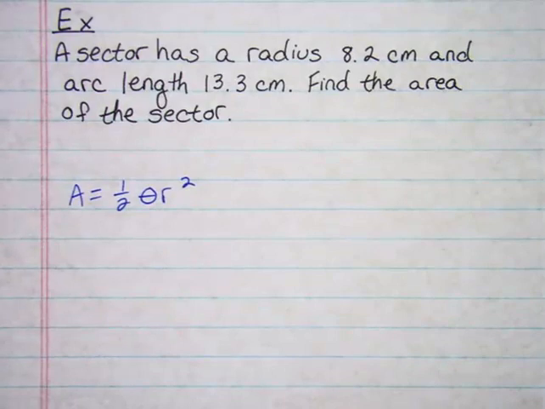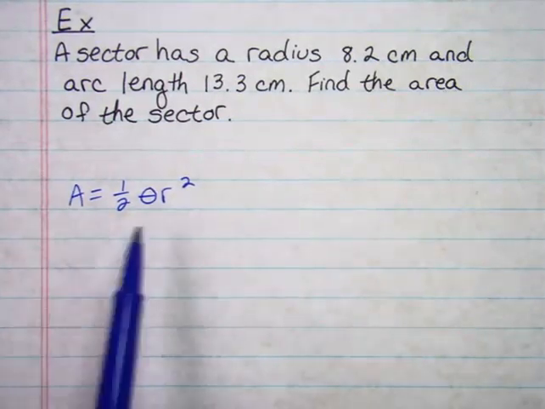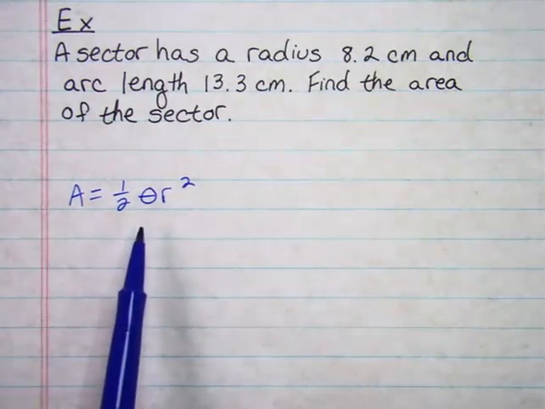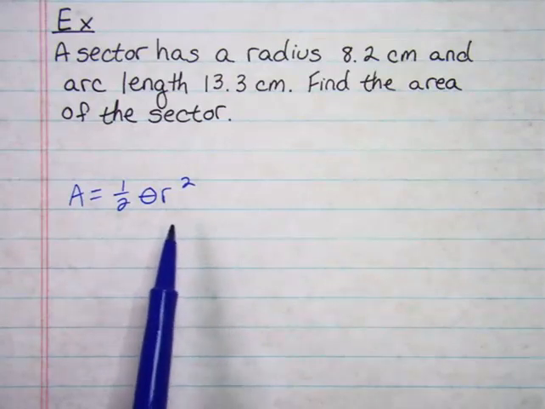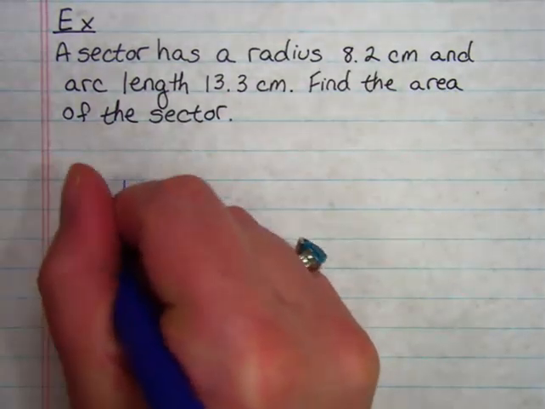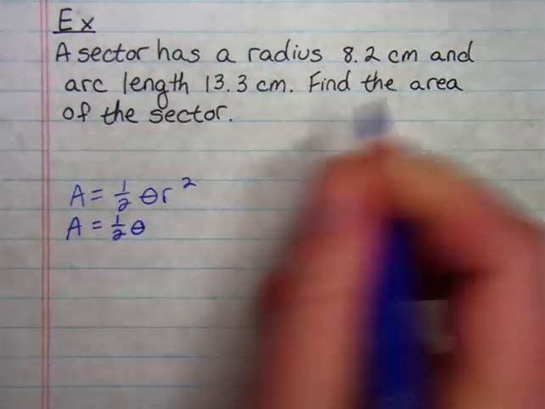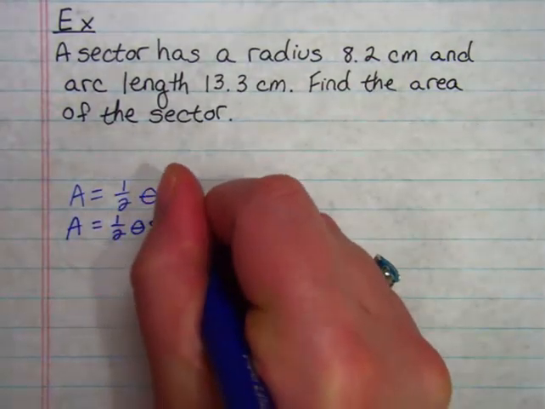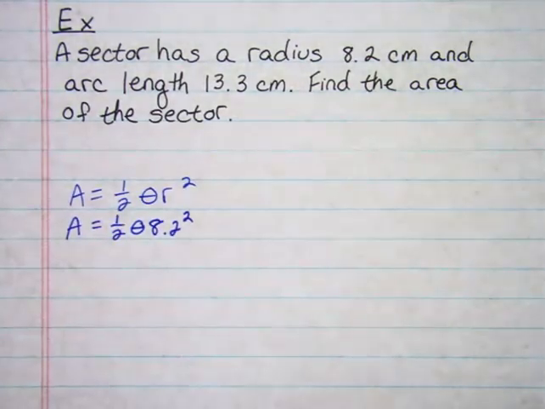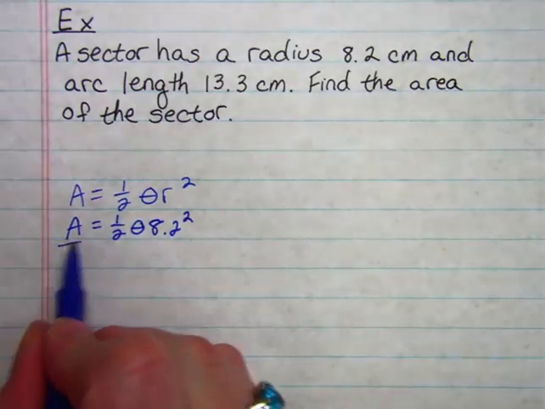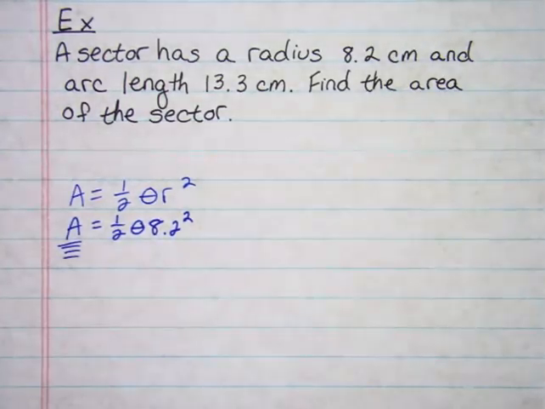So take a look at what I'm giving you. Am I giving you theta? No. Am I giving you the radius? Yes. So area equals 1/2 theta. My radius is 8.2. And then I'm going to square that. So my goal is to find what my area is. That's what the question is asking for. So I have to find theta. So now I have to look at the problem. What else did they give me? They must have given me more information. They did. They told me the arc length is 13.3.